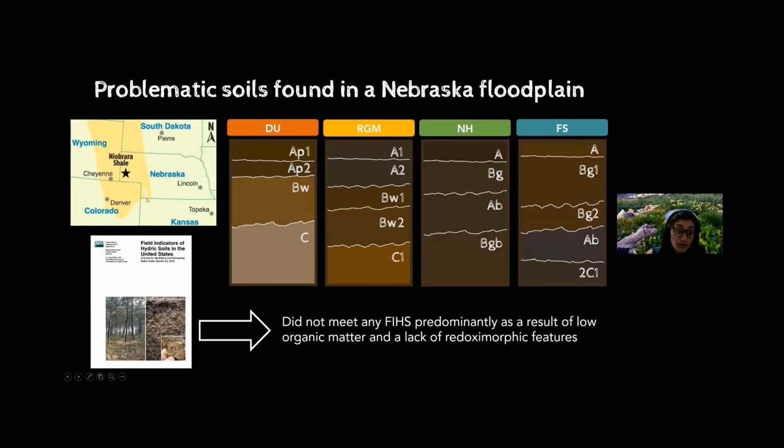One thing I should note is that these sites are located here on the Niobrara Shale Formation, meaning they have a significant sulfur source. Another thing that the practitioners noticed while in the field were these dark black splotches within the soils. It was not organic matter. It wasn't manganese oxides. So this is where we came in to identify what was going on in these soils.